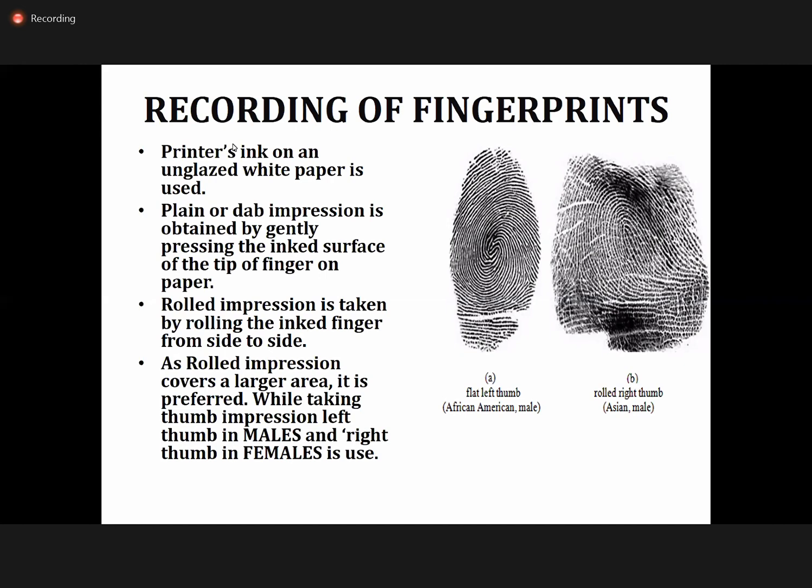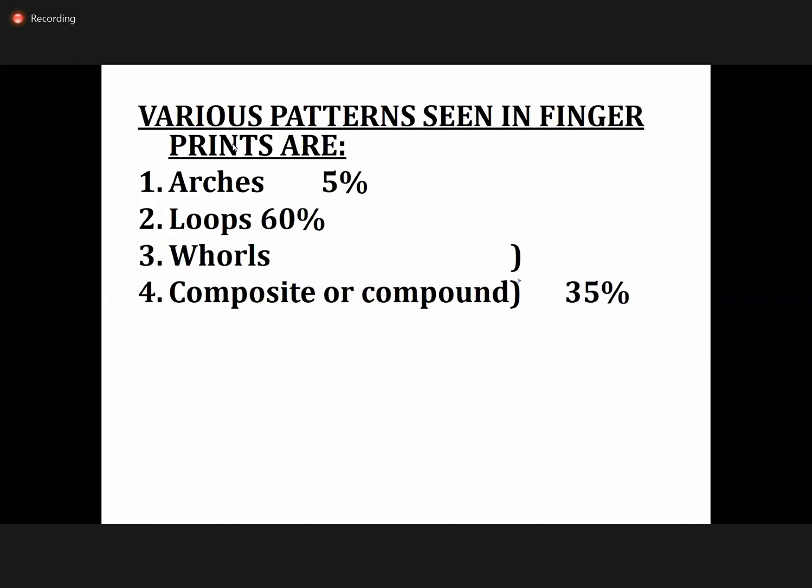Now, the various patterns you see in the prints: there are 4 main patterns, by which you can see which pattern the individual belongs to, by means of which you can determine identity. They are divided into arches and loops. Loops are the most common, found in most individuals, the range being between 60% and 70% of the people having loops.